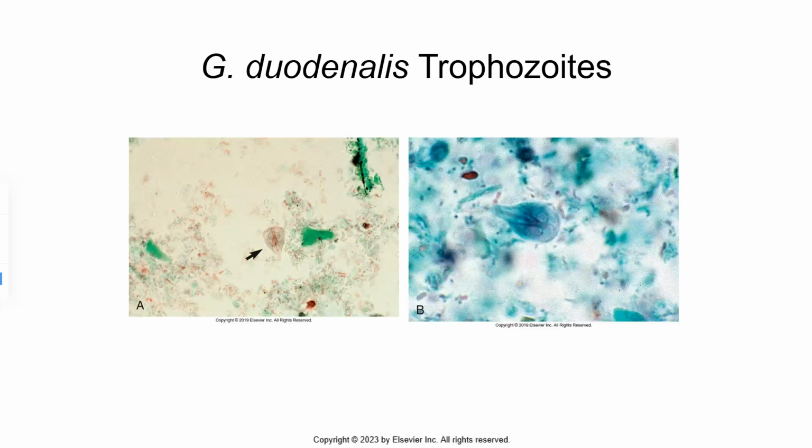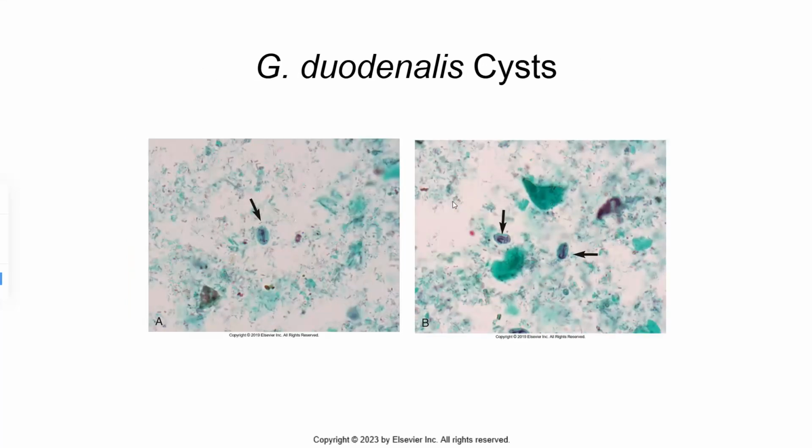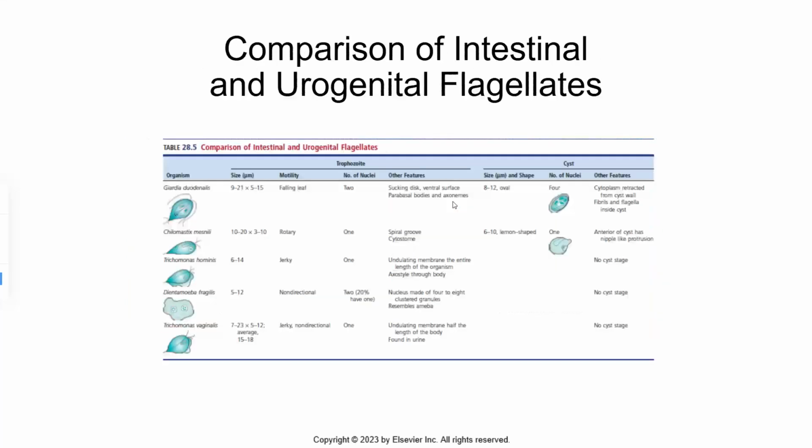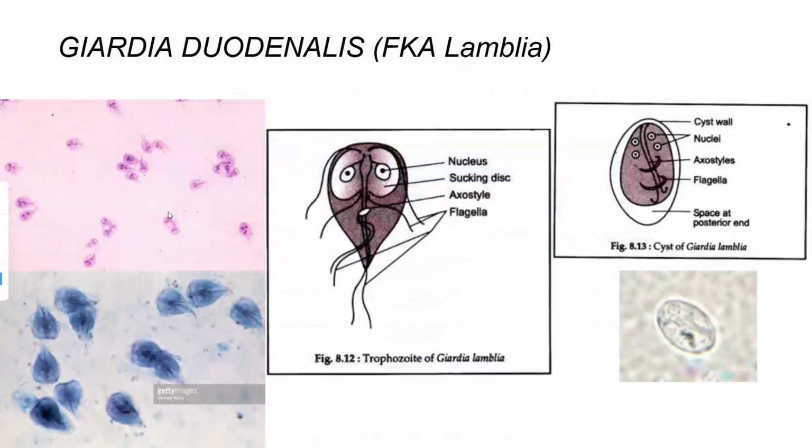So this is a picture of the trophozoites. Here it kind of looks like two eyes, and then it has its little flagella. Here's the cysts, and then here you can see these. That's what it looks like there. And here's some more pictures.